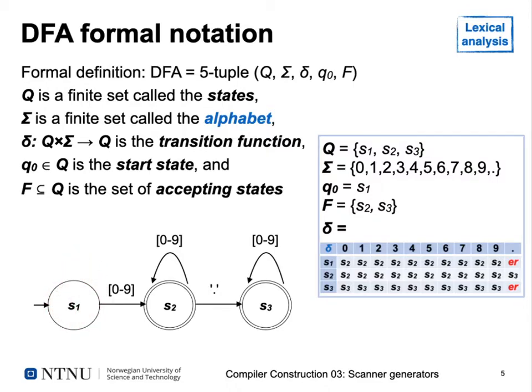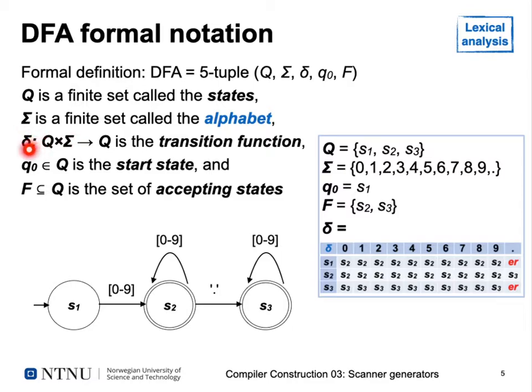We have an element sigma. Sigma is a different finite set called the alphabet, so the characters you are going to recognize as part of your scanner. So for example, digits from 0 to 9 and the decimal point.